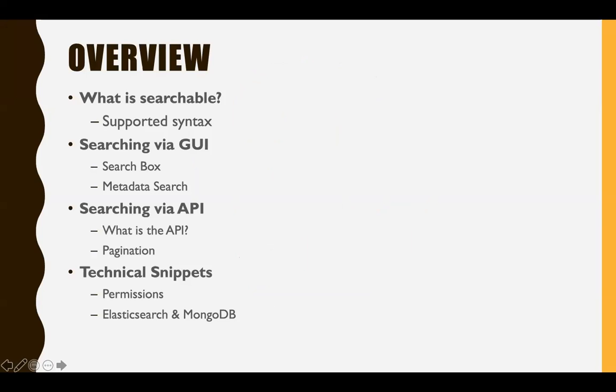in Clowder, and you can search via the GUI, which would be the web interface, or you can search via the API, which is primarily for programmers, but I wanted to mention it here just to show what that experience is like. And then at the end, I just have a couple more technical slides that I'll probably just brush over, but in the event that anyone finds them interesting, there are some quirks about the search interface.